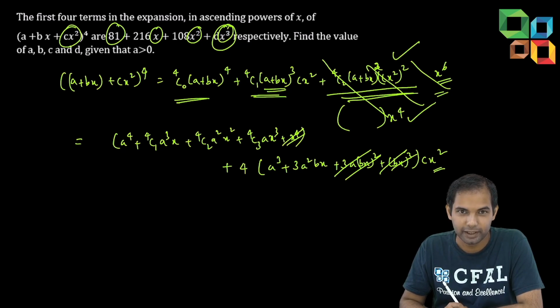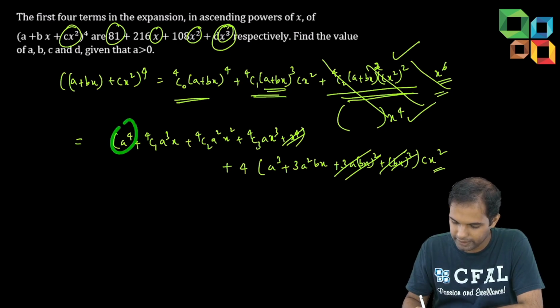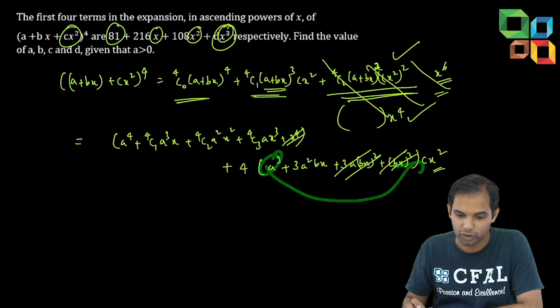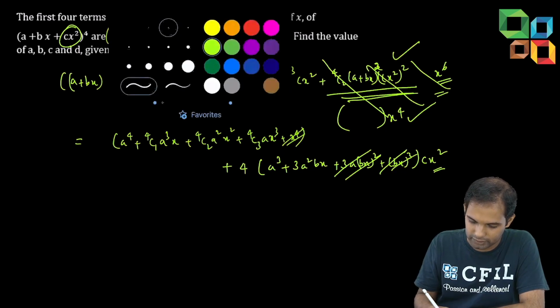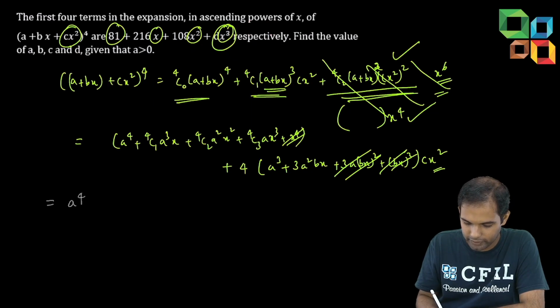Let us try to match them now. Let me write what are the terms independent of x, what terms we're getting. For example, this is constant. Here, this is not constant. This is multiplied with x square. So there is no constant. So only one constant I have. Let me write in a different color. So the constant is a power 4. If I equate a power 4 to 81, I'll get a is equal to 3.